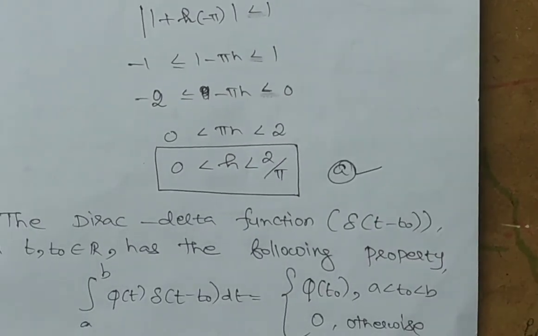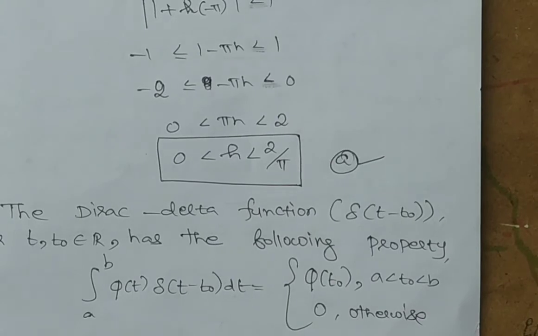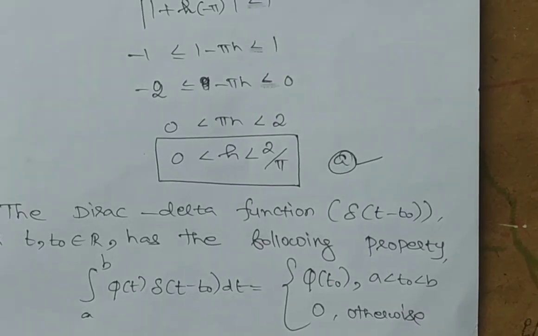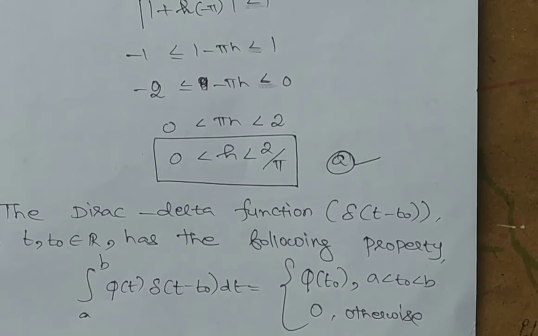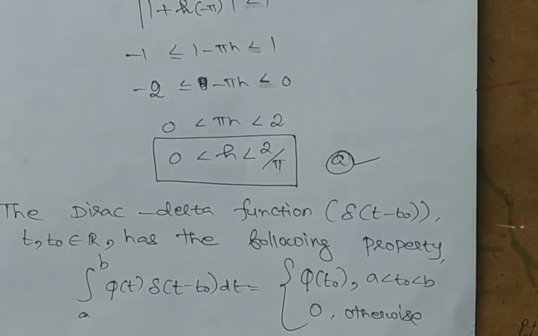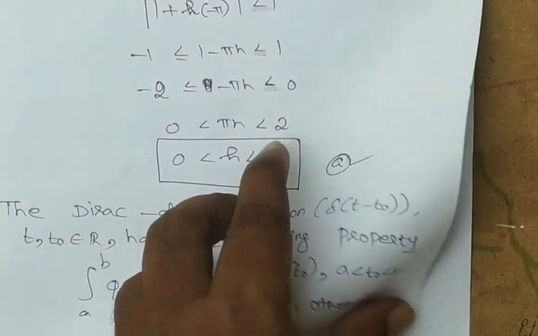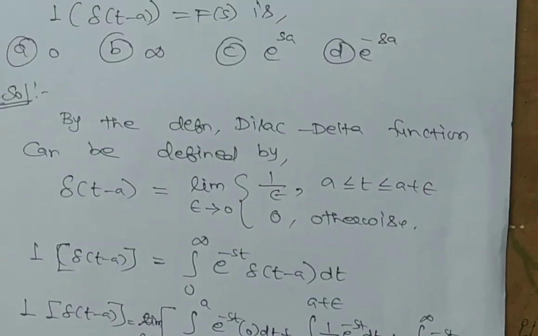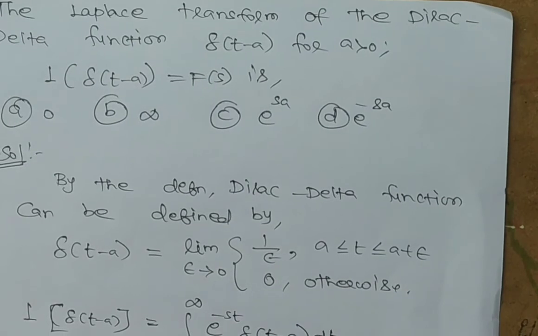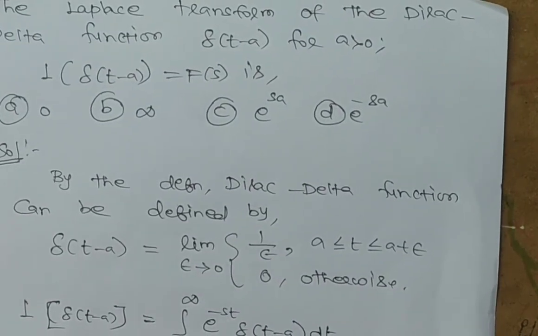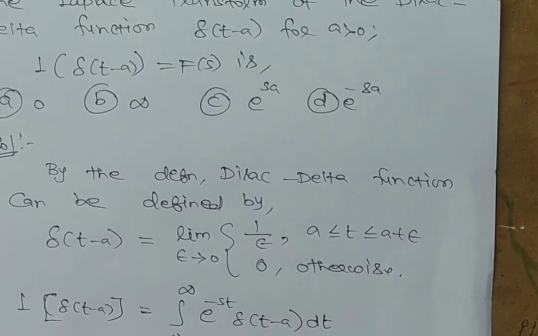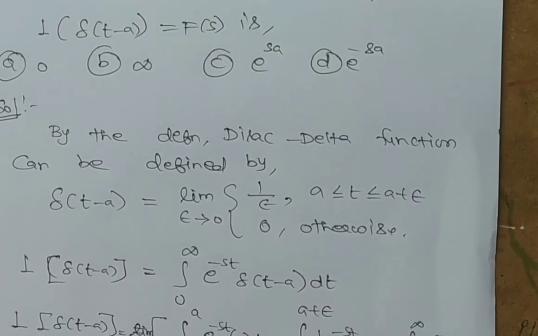Next, Fourier transform. This can be written as the Dirac delta function, delta of t minus t naught, where t naught belongs to R, with the following property: the integral from a to b of phi of t delta of t minus t naught dt is equal to phi of t naught if a is less than t naught less than b, and 0 otherwise. The Laplace transform of the Dirac delta function delta of t minus a, for a greater than 0, L of delta of t minus a, is equal to f of x. The 4 options are given.